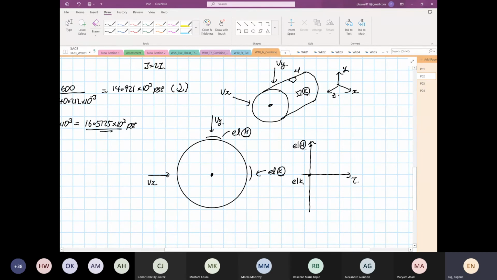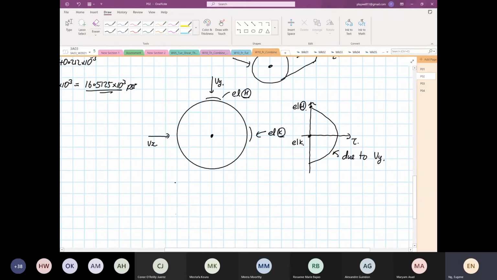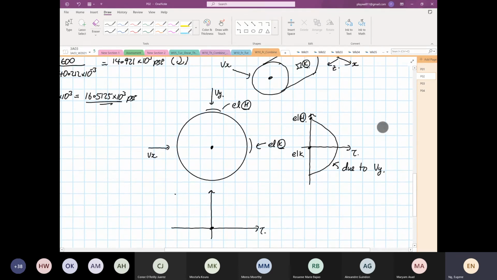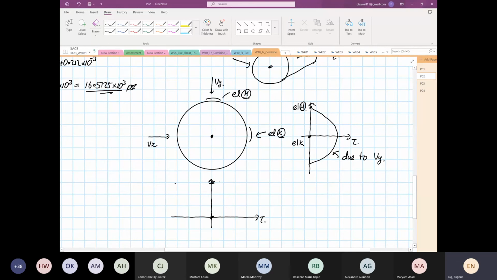Element H, right? So we knew that it goes this way already, and this is due to Vy, okay? Then if it were due to Vx, I'm going to draw this here. Right? So this is, based on transformation, I can call this the location for element H, and this is the location of element K. So based on the distribution, you will see these.